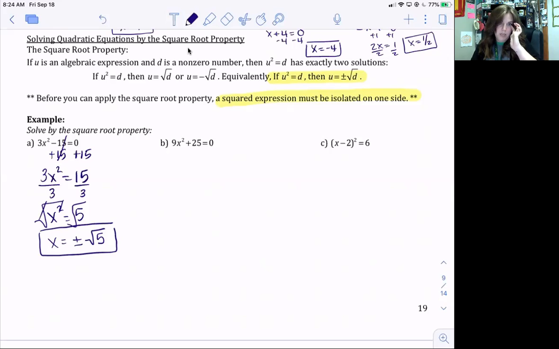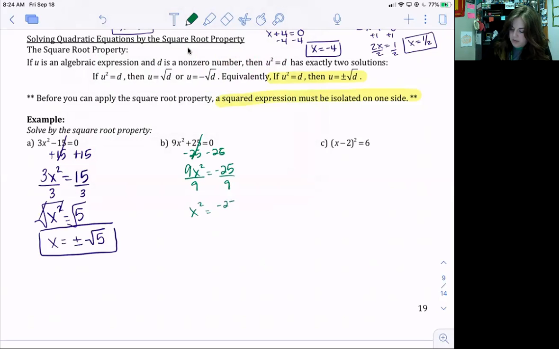All right, looking at B, we have 9x squared plus 25 equals 0. So we're going to start off with subtracting 25 on both sides. So 9x squared equals negative 25. We're going to divide by 9. So x squared equals negative 25 over 9. We can't reduce that, and 9 doesn't go into 25, so we're just going to leave it a fraction.